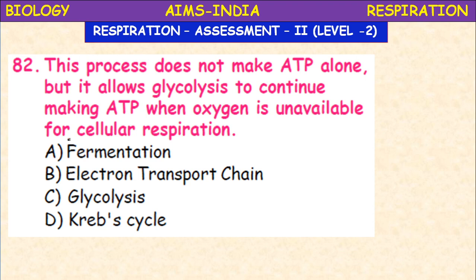Which process does not make ATP alone, but it allows glycolysis to continue making ATP when oxygen is unavailable for cellular respiration? Fermentation, electron transport chain, glycolysis, or Krebs cycle. What is the right answer here? The fermentation.